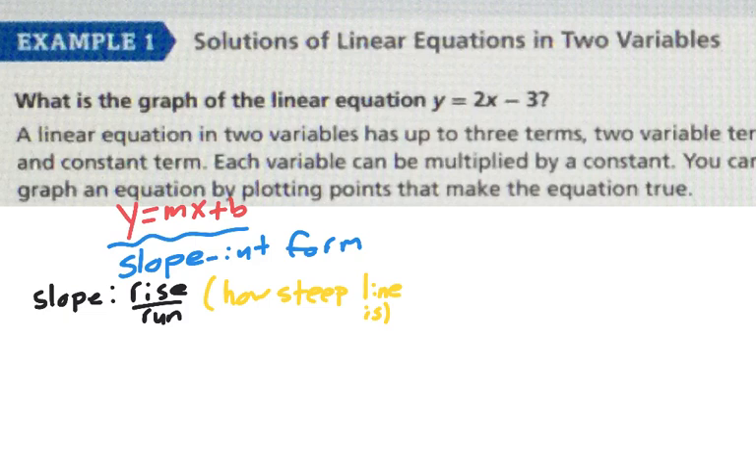Okay, in this equation, what is my slope? What letter represents the slope? The m. Okay, so again, you need to write these notes, because we don't know which one's slope and which one's y-intercept. That's why I'm doing this refresher. Slope: how steep is the line? It's represented by an m.